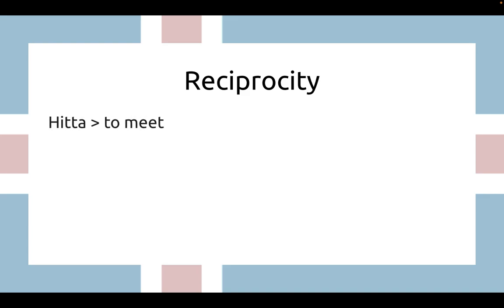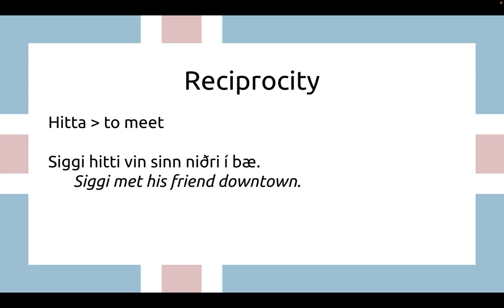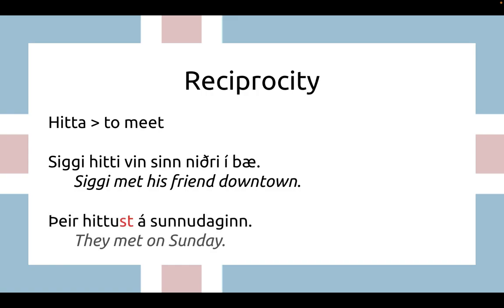Here's another example. Að hitta means to meet. Siggi hitti vin sinn niður í bæ. Siggi met his friend downtown. Now let's look at a reciprocal version. Þeir hittust á sunnudaginn means they met on Sunday. They met each other. So this is a very common meaning of the middle voice, a sort of reciprocal sense, that subjects are doing it to each other.